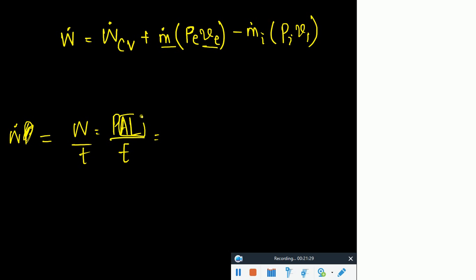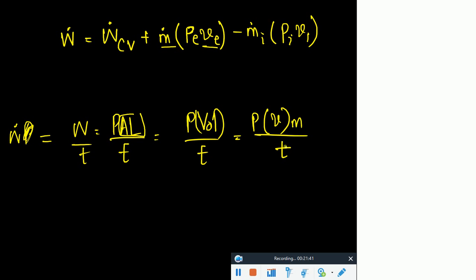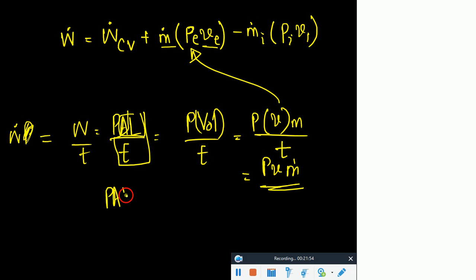This is something, can I say, this would be PV, volume divided by T? Can I say this volume would be specific volume into mass over T? Right? So initially I wrote down this expression. This was PAV, and this V is velocity.